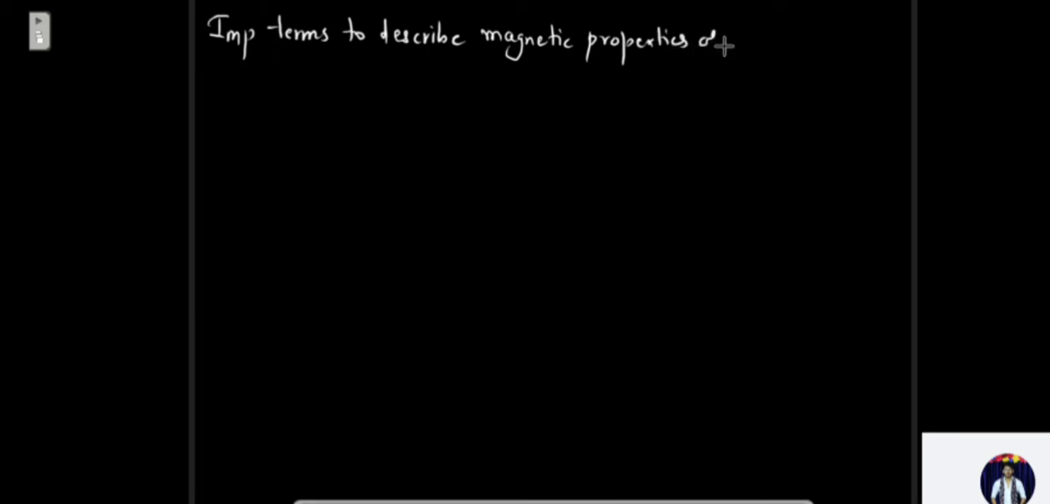Okay, we'll start. So last time we were looking at some important terms which describe the magnetic properties of material. Under this, the first term which we had seen was magnetizing field. We'll just revise this.